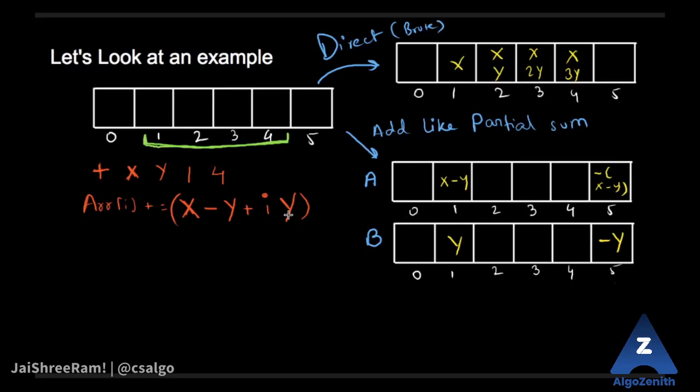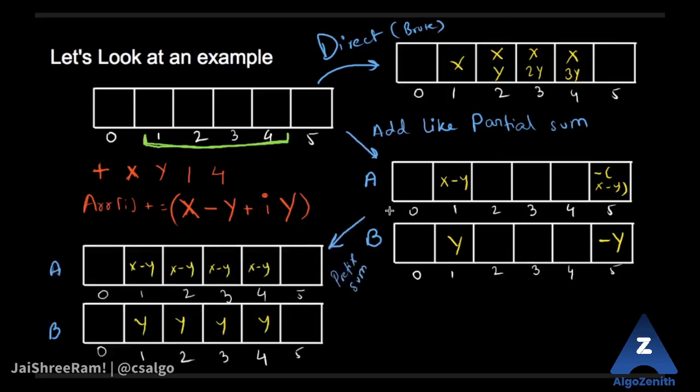Similarly for the I times D part, there is this Y. We add Y in the range 1 to 4 in a partial sum style again. We add Y at L and subtract Y at R plus 1, and that would actually mean adding Y in this range in the actual array after we build the prefix sum. So this is what we are doing in the partial sum: we add these two values, and then we take a prefix sum.